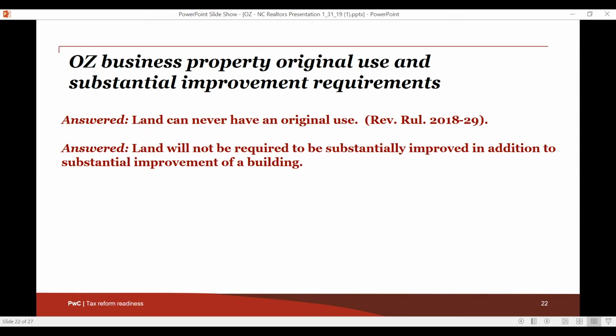One thing that isn't on the slide, but I want to point out, is that it is also important to note that OZ business property cannot be purchased from a related party. So Treasury didn't want people essentially selling property to themselves and use the program that way.